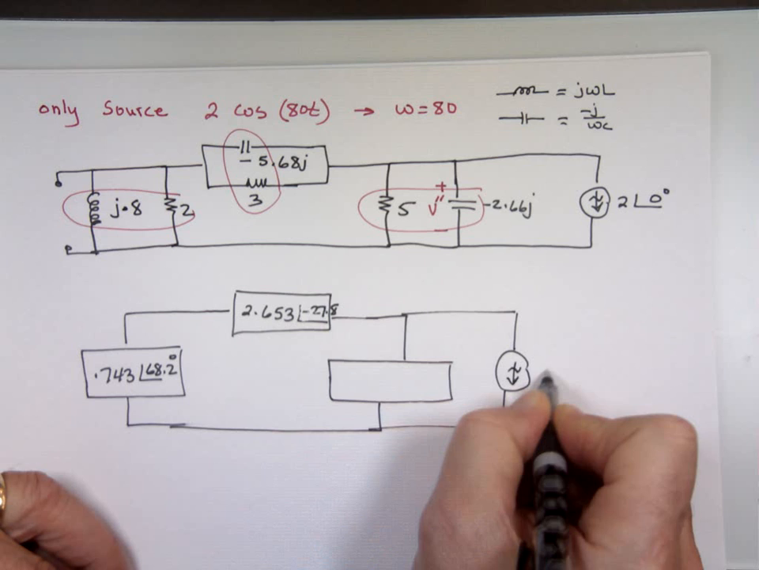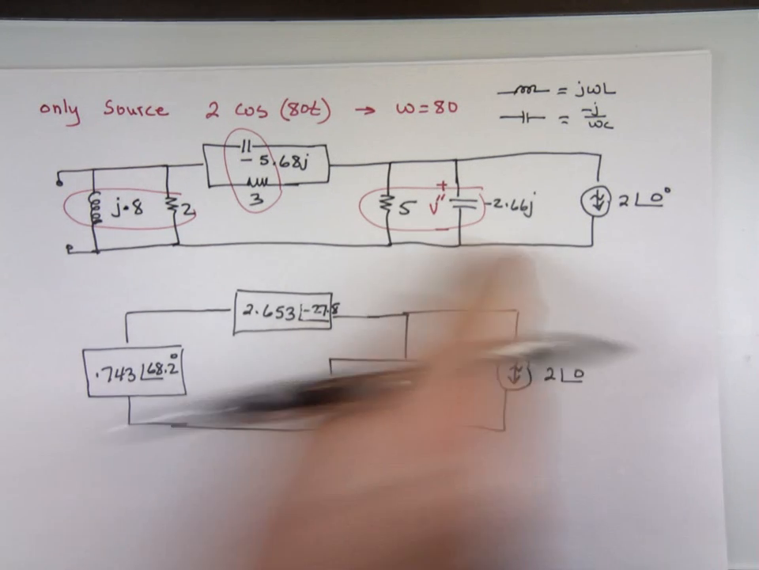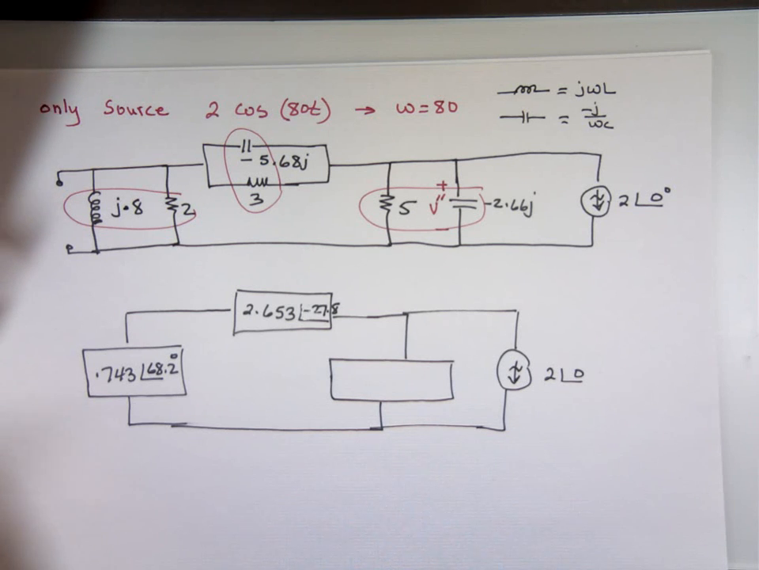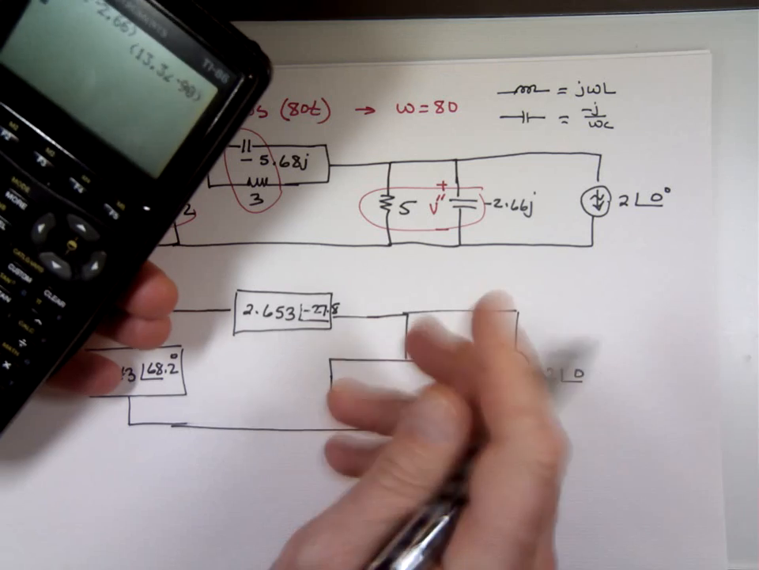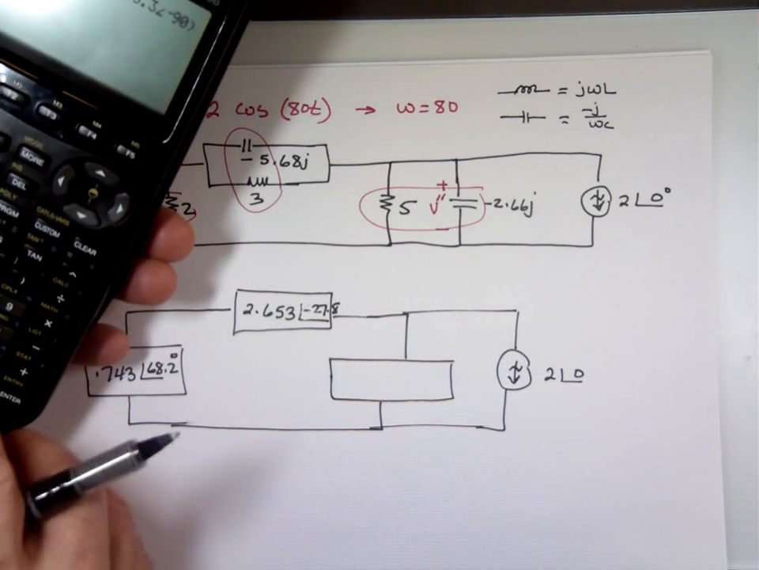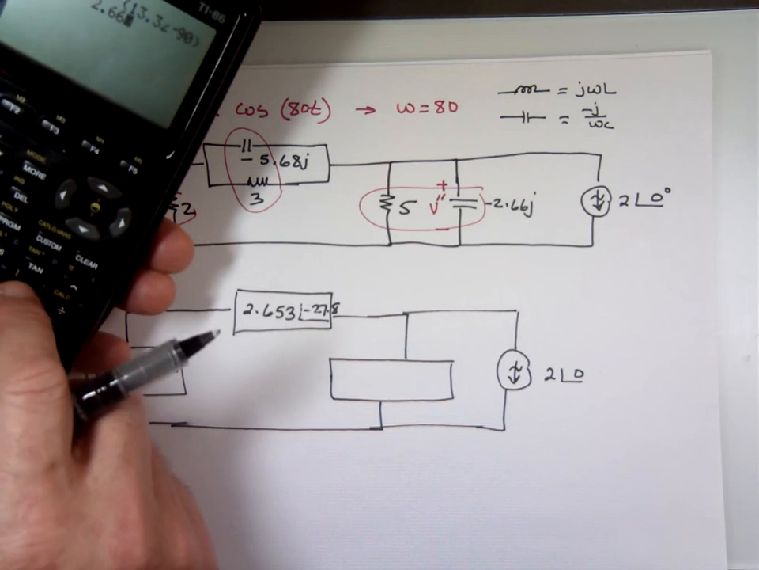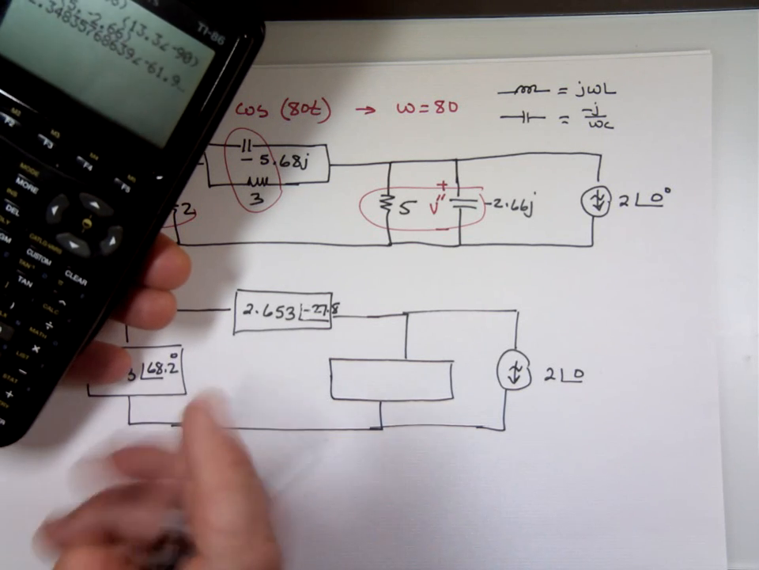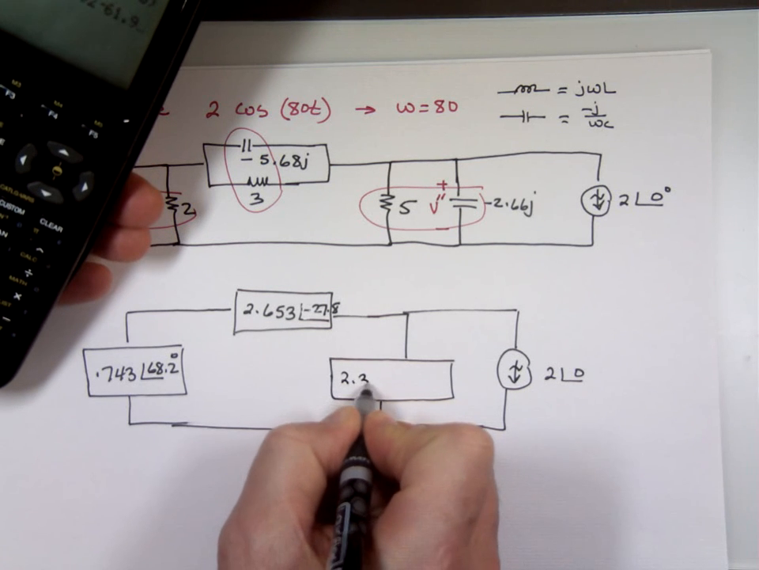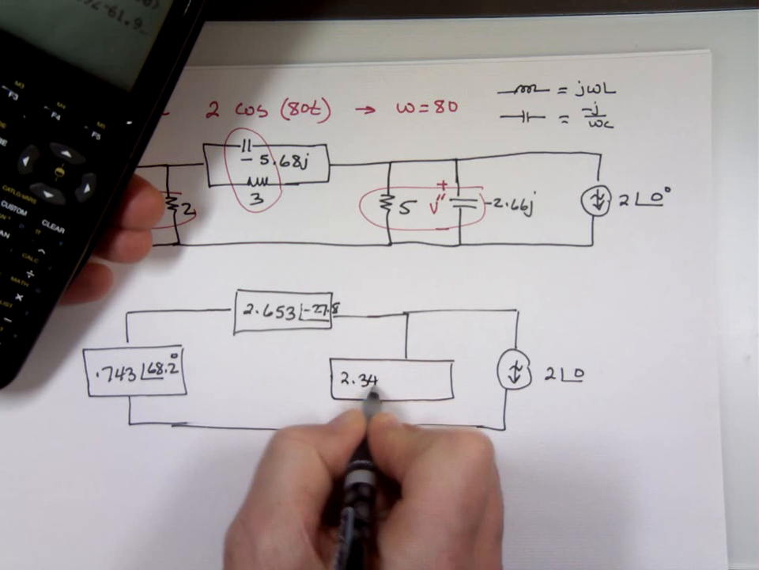And the product over the sum for the last one: 5 times (0, -2.66), which is 13.3 angle -90 divided by (5, -2.66). So this one's 2.348 angle -62.